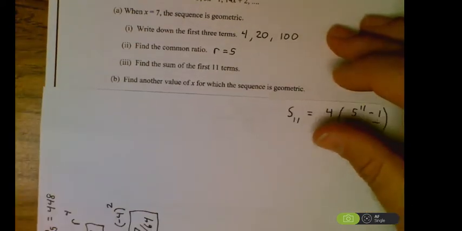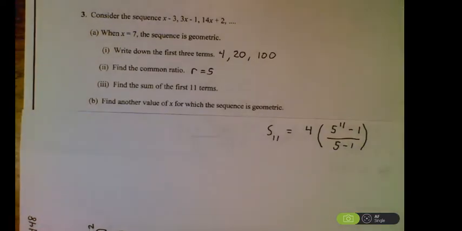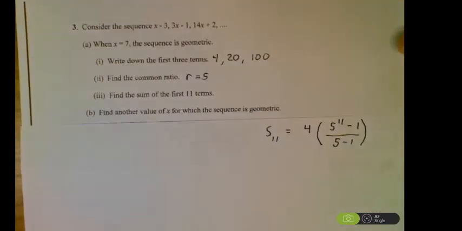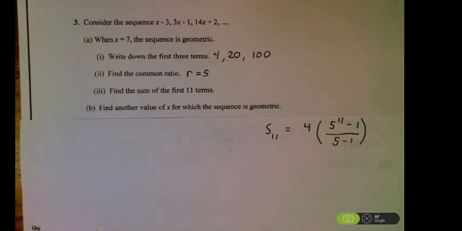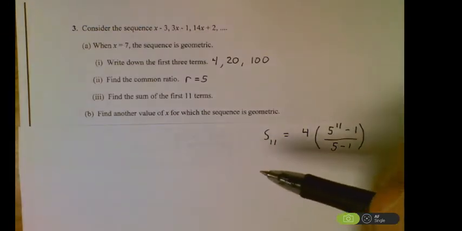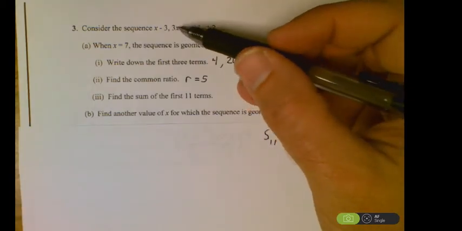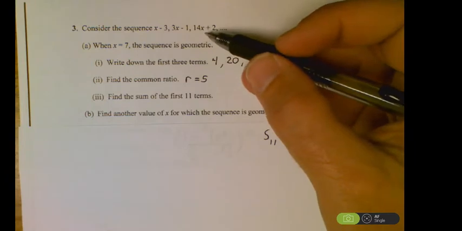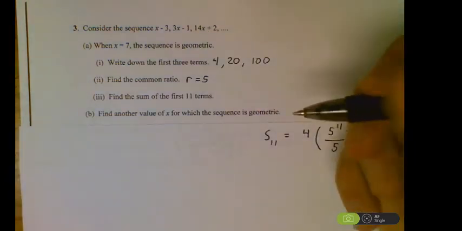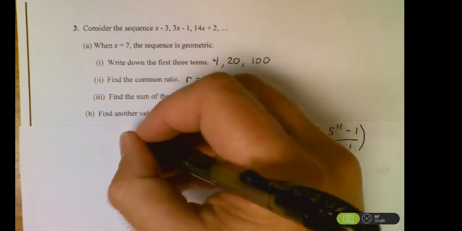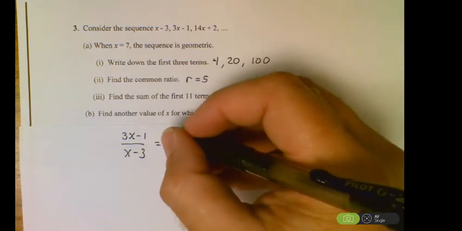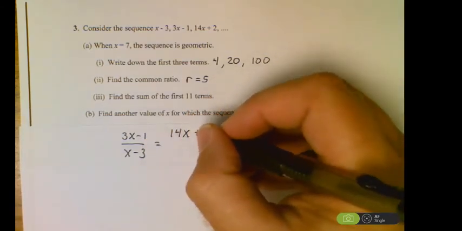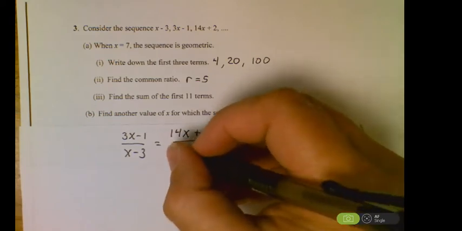Moving on, find another value for x for which the sequence is geometric. So a little tricky on this one, but here's how we can do that. So for part B, keep in mind that in a geometric sequence there is a common ratio, which means this term divided by this term must equal this term divided by this term, because there's a common ratio. So I can now take the second term divided by the first term, and that would have to equal the third term divided by its previous term.